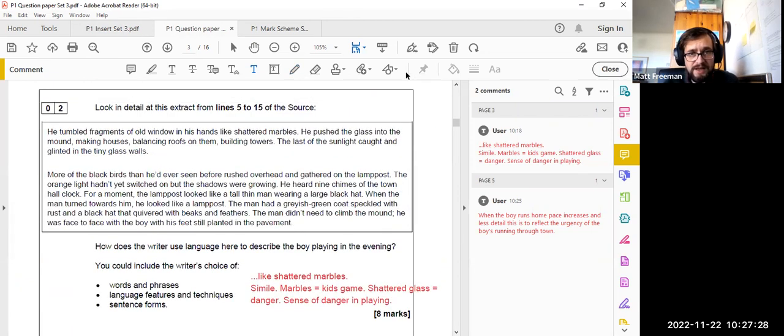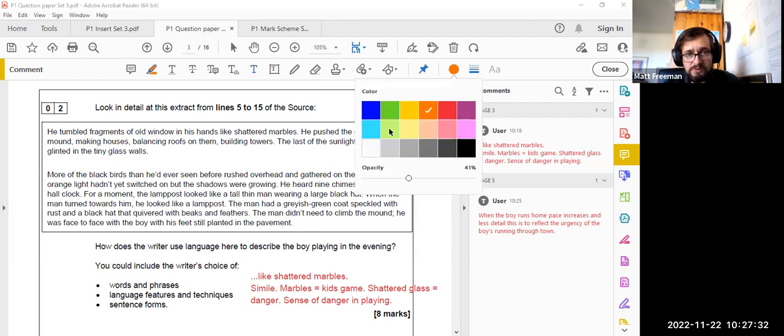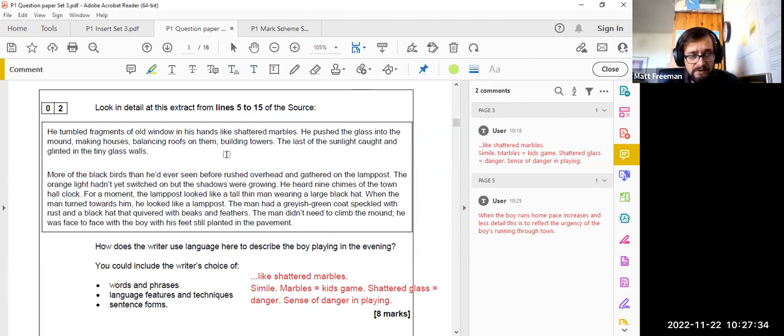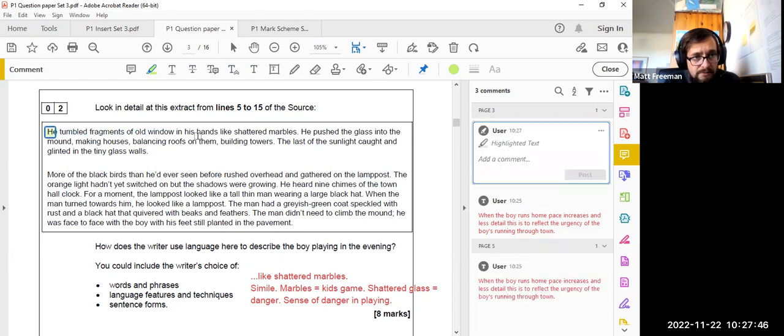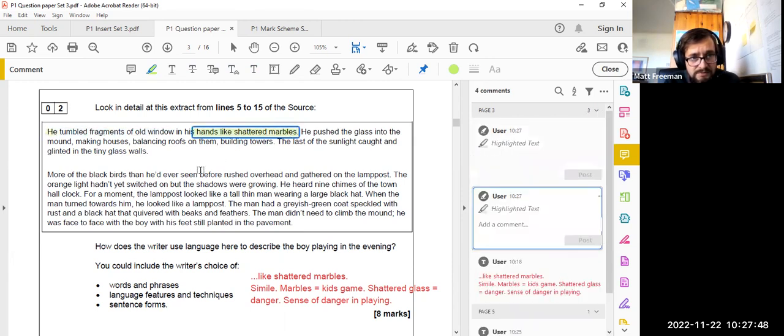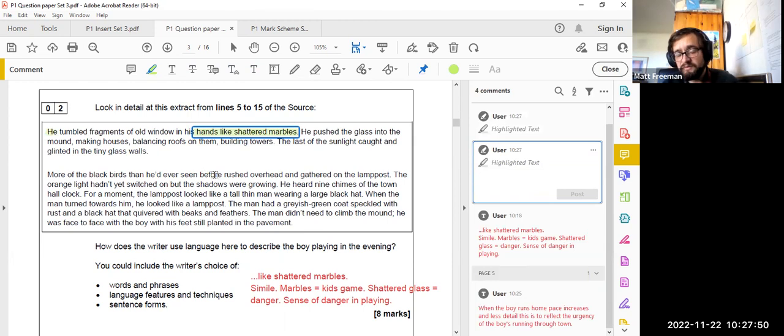Now that you have actively read, it should be fairly straightforward to just draw out what you would like to focus on at the start. The three, I would say, at a maximum, language features that you want to focus on. Okay. I am going to go with that opening one there, the simile, like shattered marbles. Okay, because I've got something really perceptive to say about that.